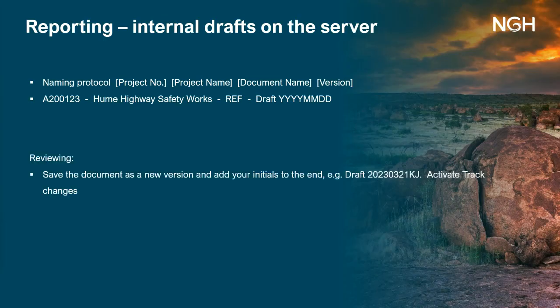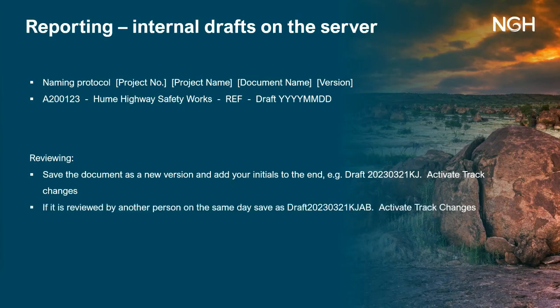Once the document is written, it will be reviewed. When reviewing the document, open it, click Save As, then add your initials to the end of the existing file name directly after the date. Then activate Track Changes. If a second person reviews the document on the same day, that person will open the document, click Save As, add their initials after yours, and save it into the same folder. They will then activate Track Changes.